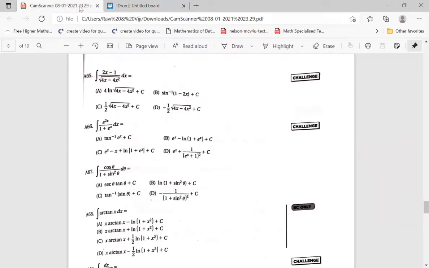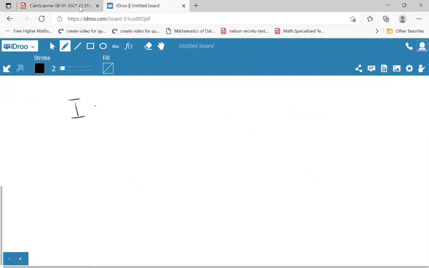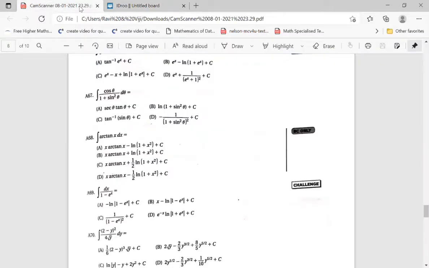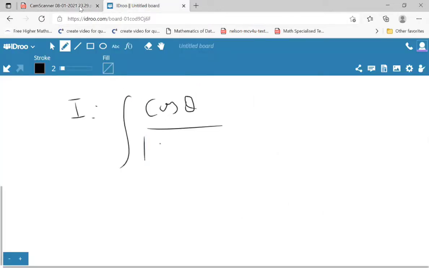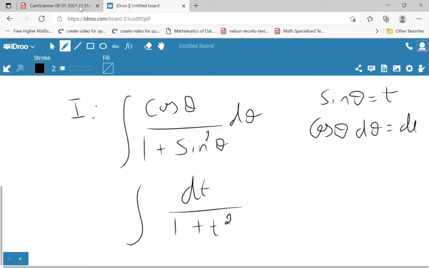Next, coming to the 67th one, let I be equal to integration of cos theta divided by 1 plus sine square theta. This is quite simple. Let us take sine theta to be equal to t. So differentiating on both sides, you'll get cos theta d theta equal to dt. Substitute, you get it as dt by 1 plus t square.